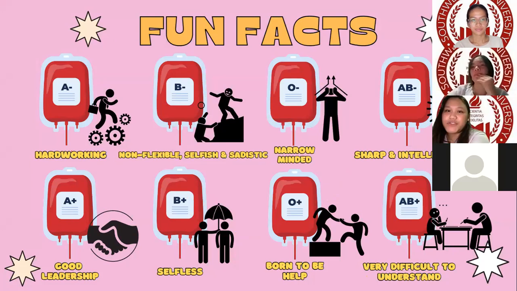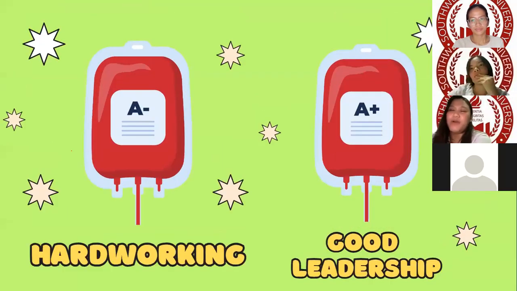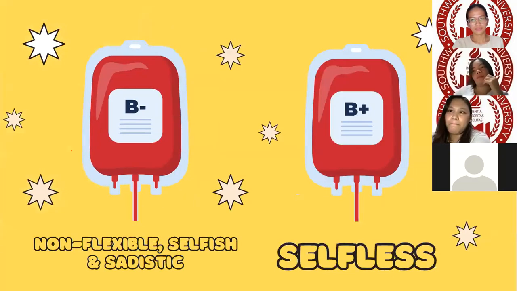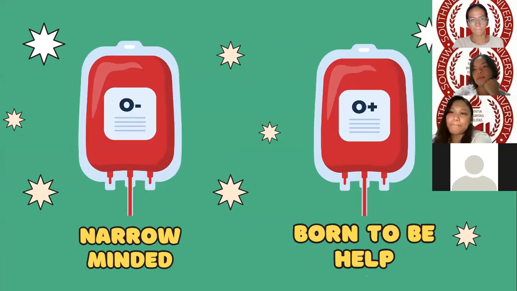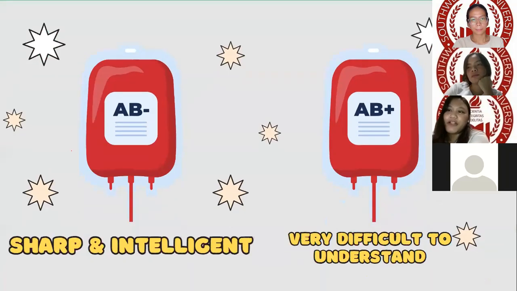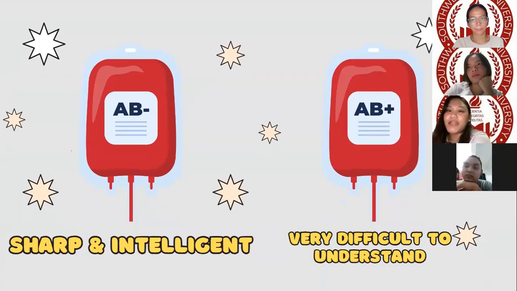For A positive, hardworking. A positive is good leadership. A negative, hardworking. B negative, non-flexible, selfish, and sadistic. And B positive is selfless. For O negative, we have narrow-minded. O positive, born to be helped. And the last is AB negative, sharp and intelligent. And for AB positive, very difficult to understand.